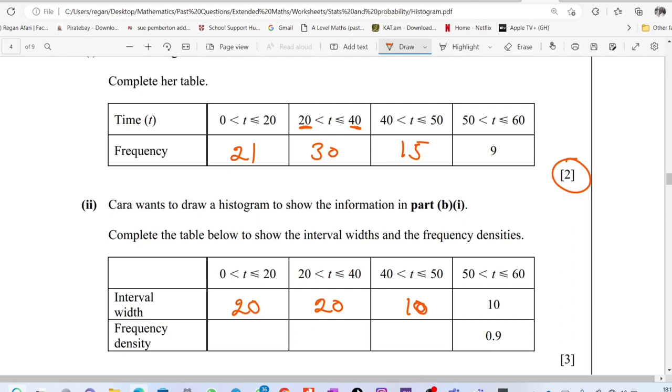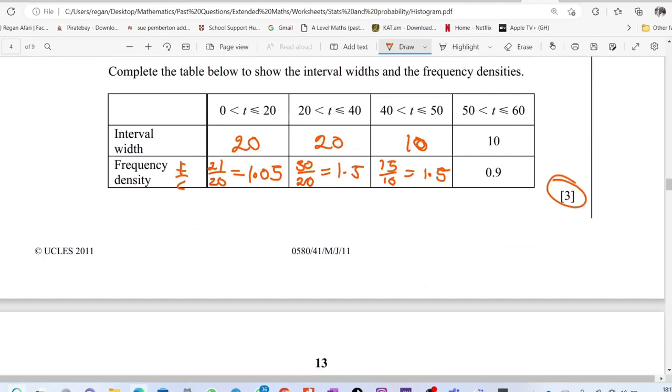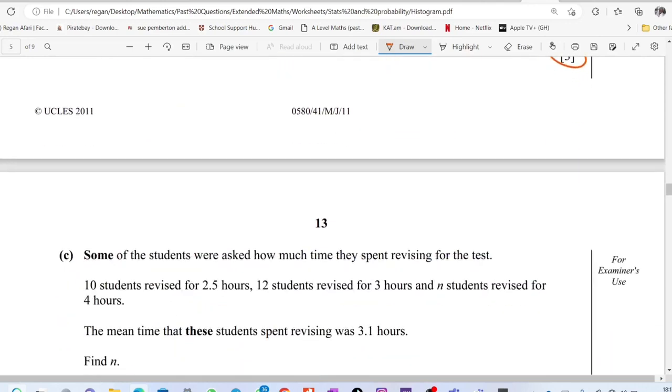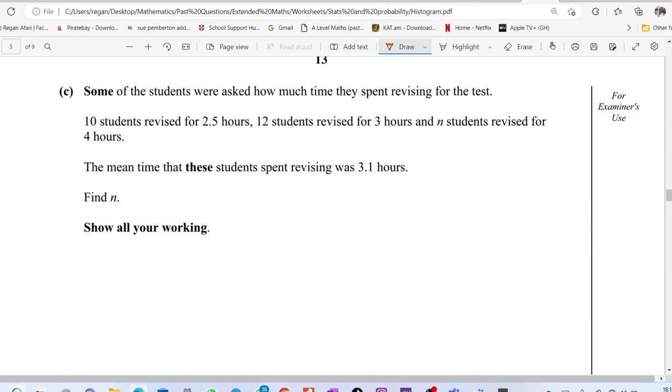So frequency density is frequency over the width of the class. So that's just 21 divided by 20, that's 1.05. Then we have 30 divided by 20, that's 1.5. We have 15 divided by 10, that's 1.5 again. Yeah, we've done 3 marks. That is super cool.